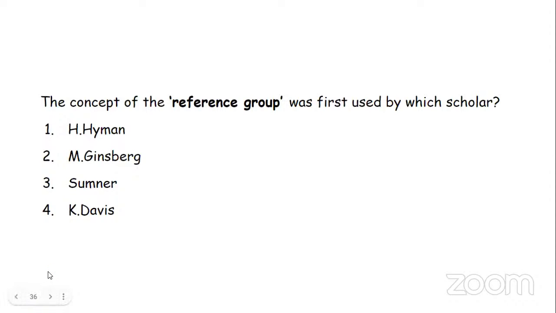The concept of the reference group was first used by which scholar? Which scholar used the concept of reference group for the first time in sociology? The options are H. Hyman, M. Ginsberg, Sumner, and K. Davis. Who used the concept of reference group for the first time?